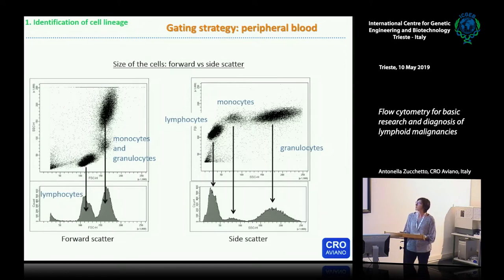This is our peripheral blood, and the size, as I told you, you use the size of the cell to recognize a granulocyte from monocytes. Here is the forward scatter. You see monocytes and granulocytes have almost the same dimension compared to the smaller lymphocytes. And the side scatter is more useful since the granularity of the cells allows you to identify granulocytes very well from monocytes and lymphocytes.